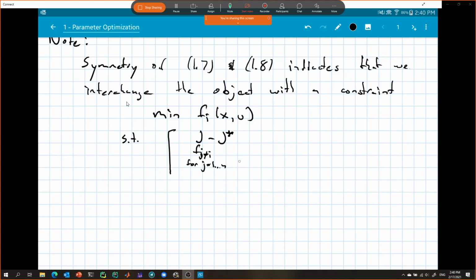I know it's kind of sloppy, not super clear, but basically, we pick out f_i and replace it with J minus J star. For clarity, I'll include that. The x, u and equal to 0. This is actually equivalent to the previous problem. I did forget how to spell equivalent.